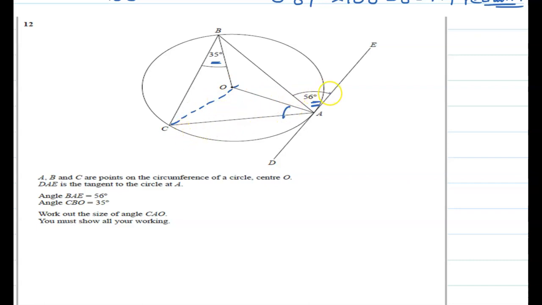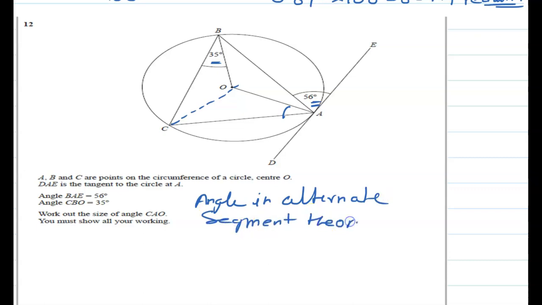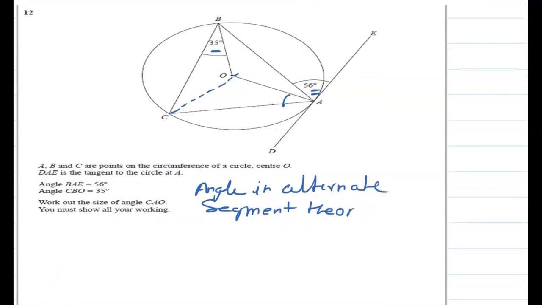So see, if this is 56, by the angle in alternate segment theorem, this is 56. Then this angle will be 56, right? This angle will be 56. Let's construct it here. So this is 56 and this is 56.